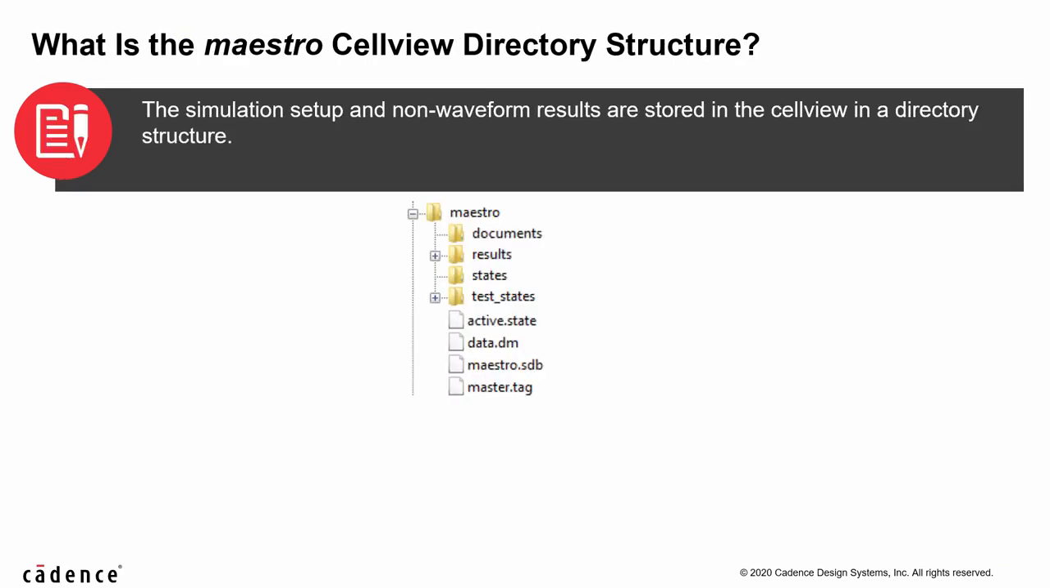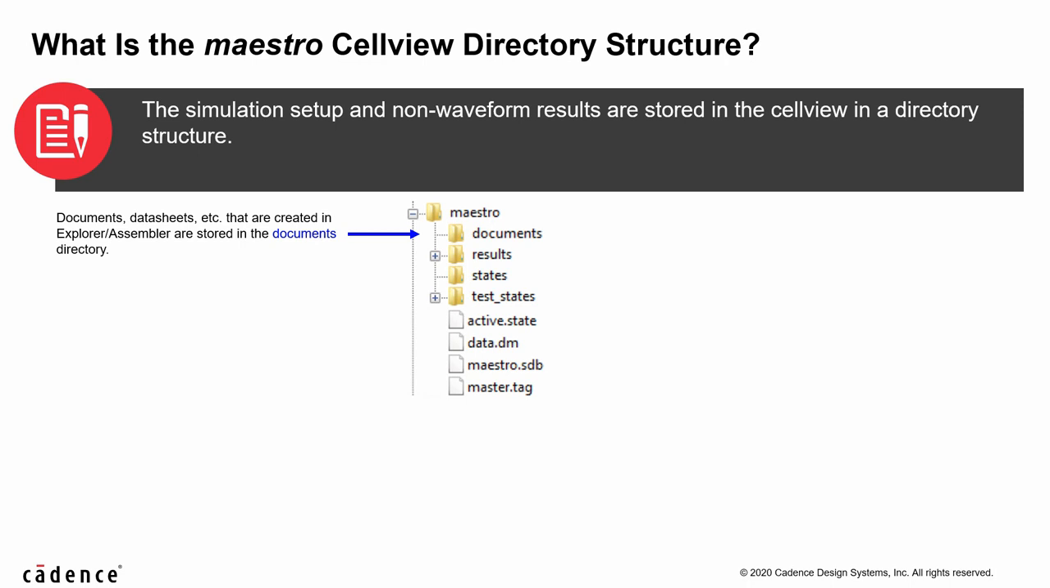The Maestro directory structure is illustrated here. The simulation setup and non-waveform results are stored in the cell view in the directory structure. It starts with Maestro on top, and then it's a tree structure. You click on the plus sign to expand the directory and associated files. So documents, data sheets, etc. that are created in Explorer or Assembler are stored in the Documents directory.